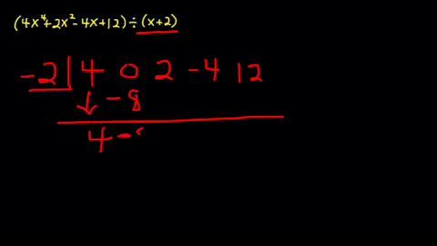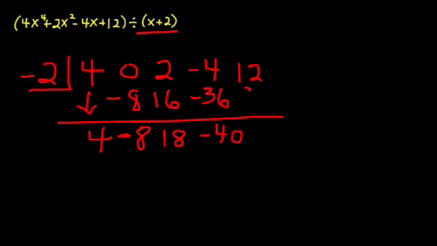0 and negative 8 is negative 8. Negative 8 times negative 2 is now positive 16. Plus 2 is 18. Negative 2 times 18 is negative 36. Negative 36 and negative 4 is negative 40. And negative 40 times negative 2 is positive 80, excuse me. And we add those two together, and that's 92.